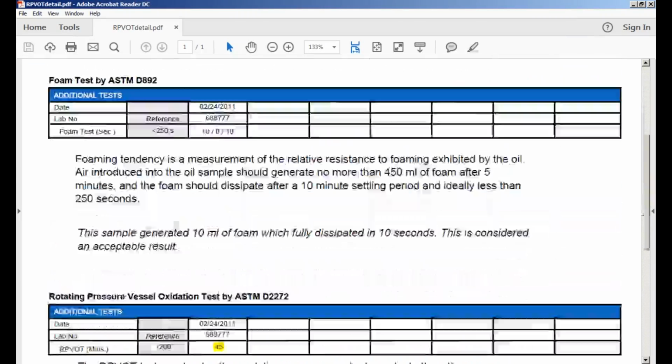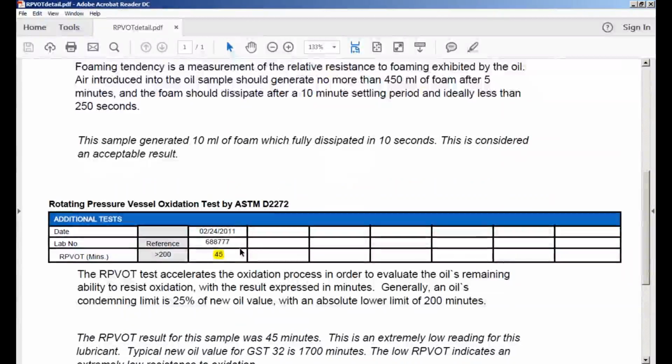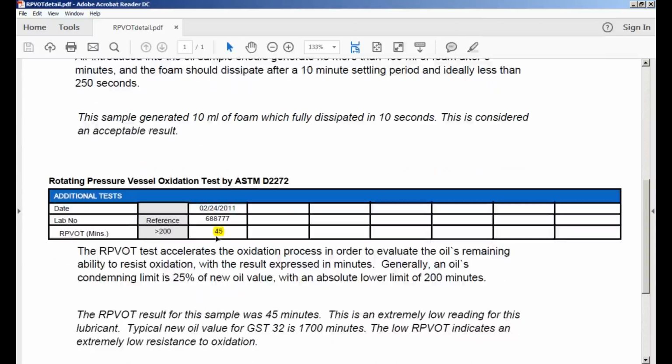All right, so we'll take a look at the detailed section. All right, yeah, I remember this one. So our RPVOT is 45. That's really low. It kind of reminds me of that vegetable oil that I mentioned earlier. But 45 minutes for any turbine oil is extremely low. Whether you started at 500 or 2,000, if you're down to 45 minutes, that stuff's in pretty bad shape.